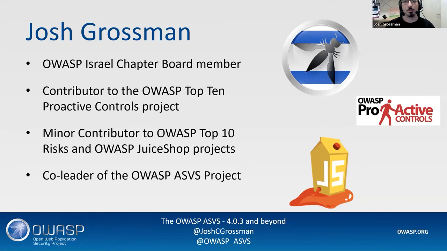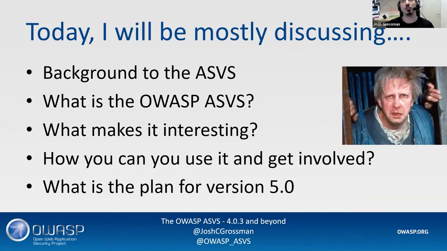So today I want to talk about a few things. I'm going to give a bit of background to ASVS, and talk about it in the context of some of the other OWASP projects that you may be more familiar with. I'll talk a little bit about what the project is, what it aims to do, and how it can help. I want to talk about a few things that make it interesting. I think it's important to pull out some of the highlights and why I think this is such an important project, and why it can be very beneficial for everyone who's involved in software security.